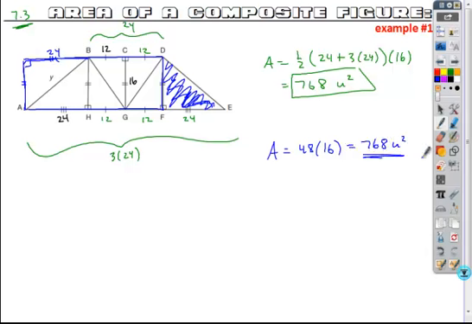So whatever works for you, but you can manipulate these composite figures. Some of them you might have to do individual parts to calculate areas and then just add them together.